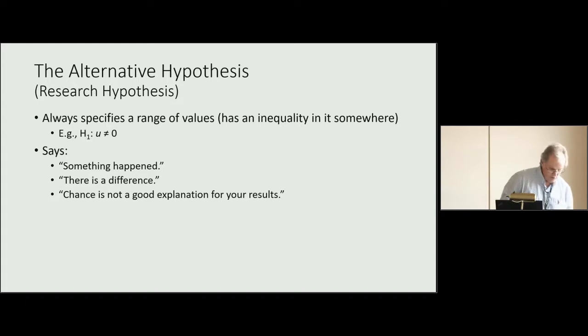The alternative, the research hypothesis, specifies a range of values and always has an inequality in it, right? The mean difference is not equal to 0. The relative risk is not equal to 1. So something happened, there's a difference, etc., right? And how we judge that is based on the p-value, right? And the p-value is generated from the statistical test that we use.